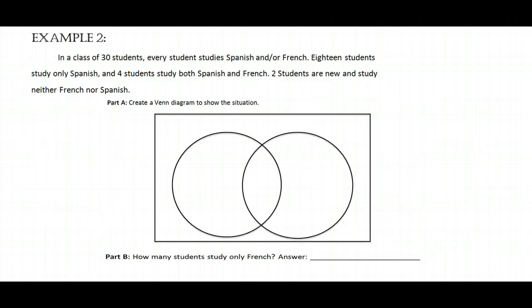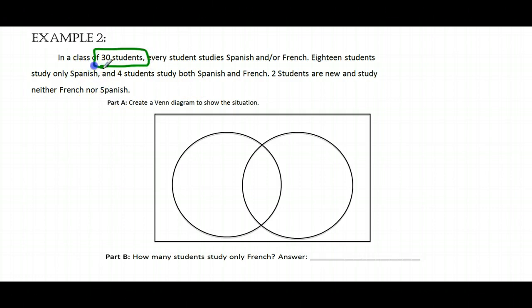Let's look at an example problem here. In a class of 30 students, every student studies Spanish and/or French. 18 students study only Spanish, and 4 students study both Spanish and French. 2 students are new and study neither French nor Spanish. And we want to create a Venn diagram to show this situation.